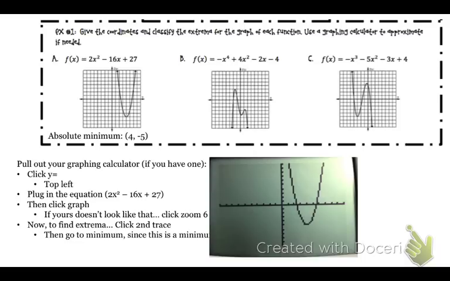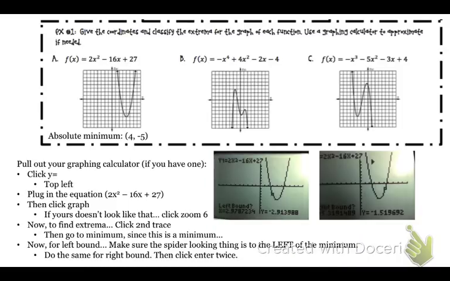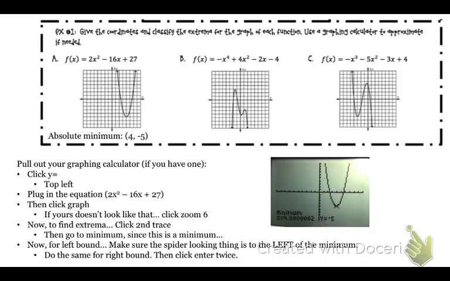Okay? Now to find the extrema, you're going to push 2nd Trace, then you're going to go to minimum, since this is a minimum. Okay? And then for the left bound, that spider looking little buddy, we're going to put him to the left of our minimum. So on this one right here, you could see our little spider buddy right there. And then you're going to click enter once it's right there. Then you're going to do the same for the right bound right there. Click enter, and then click enter one more time. And it will give you that minimum right there of (4, -5). Okay?